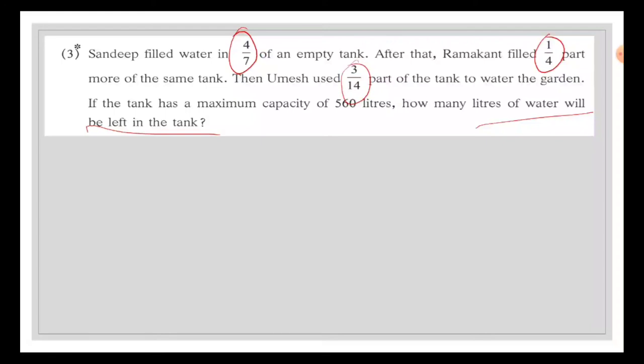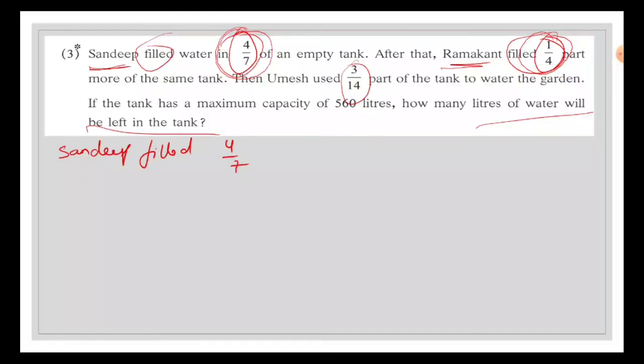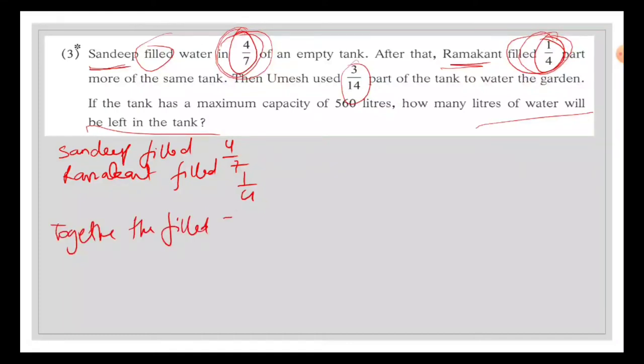Okay, so first of all, we have to solve that Sandeep filled the water and Ramakant also filled the water. Yani unhone pani uske andar add kiya. So we have to add both the fractions over here. So Sandeep filled 4 upon 7. Ramakant filled 1 upon 4. We have to add it together. Kitna fill kiya unhone, 4 upon 7 plus 1 upon 4.